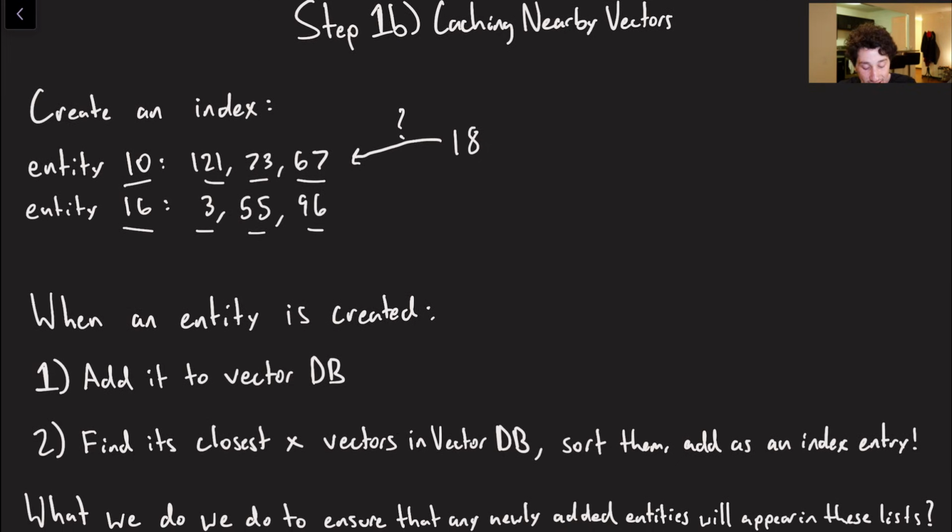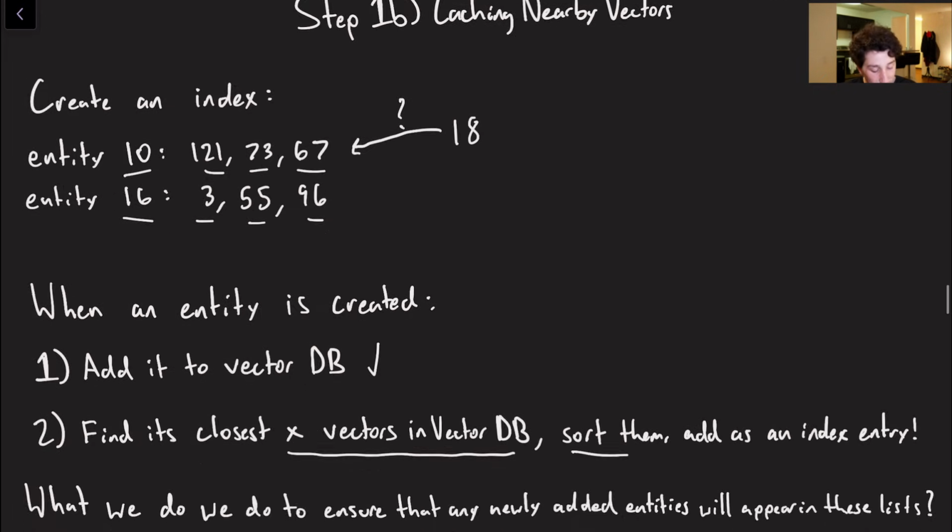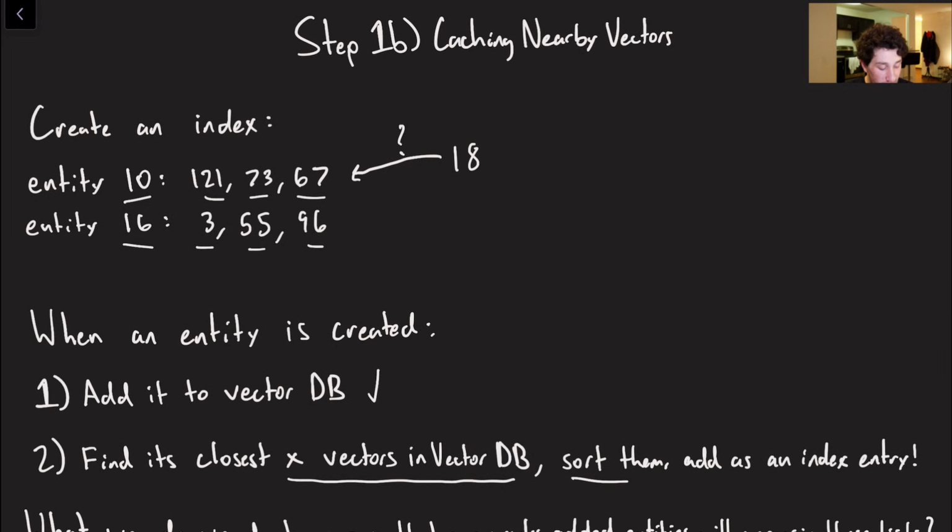So when an entity is first created, we can do 2 things. We can add it to our vector database, because we're going to use the vector database to compute its closest neighbors, and then from there, we find the closest x vectors in that vector database. We can sort them, so we run the query that I described in this last slide. We sort them, and then we put them in our index, add them as an index entry.